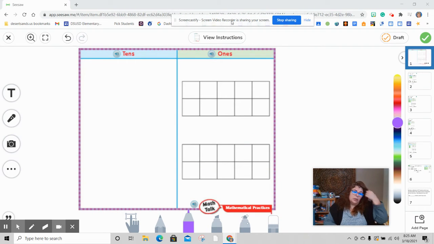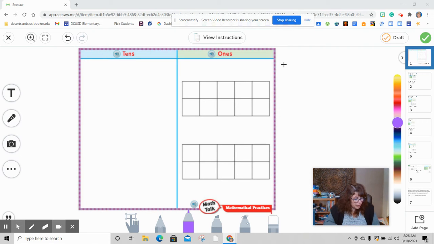Hi, boys and girls. Today we're going to be doing regrouping for subtraction, and this is chapter 5.3. I'm going to read a word problem, a whole thing, and then I'm going to go back to the information that I need to solve it.